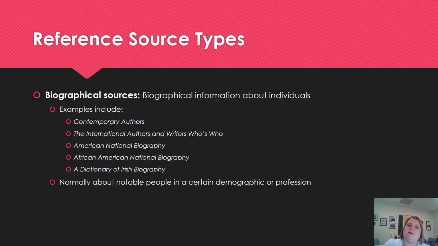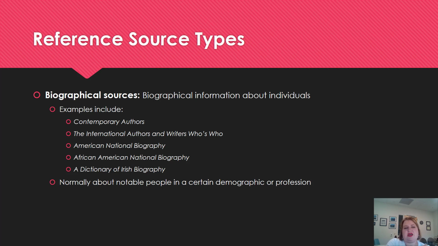Moving past bibliography, we have biographical resources. These bring you biographical information about individuals: information about a person, their life and their work, what they were famous for, and why we want to know about them. They are normally about notable people in a certain demographic or profession. You can have individual books that are biographies, which is what most people are familiar with, but you also get collections of biographies where, instead of a whole book about a person's life, you get a small chapter or just a few pages about why this person is important.